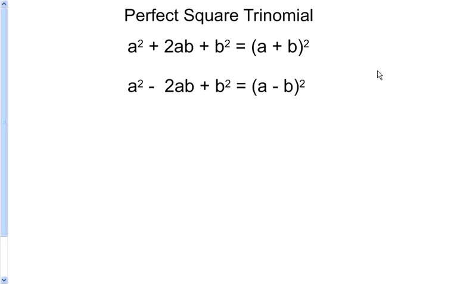This is a quick review on what is a perfect square trinomial. Now, when we did factoring earlier on, we factored perfect square trinomials. Let me give you an example of one. It's 9y squared plus 42y plus 49.